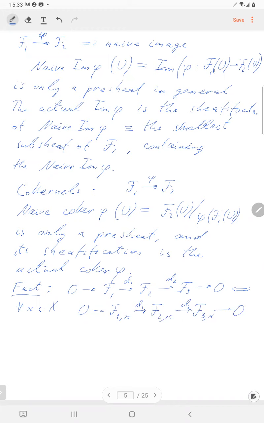But you see, somehow sheafification only makes your thing bigger. Like we add all gluings. Yeah, because we add all gluings. There's no danger of obtaining zero. Okay, so maybe let's consider an example.